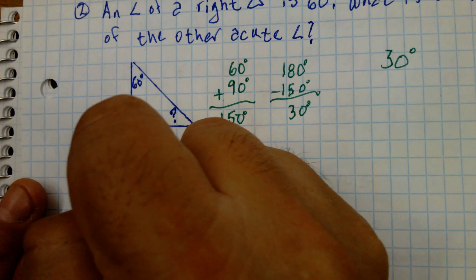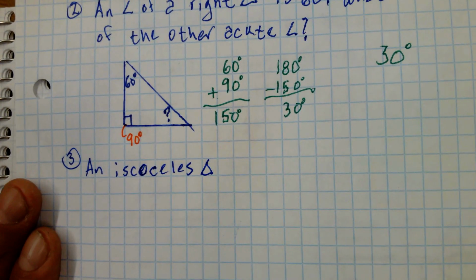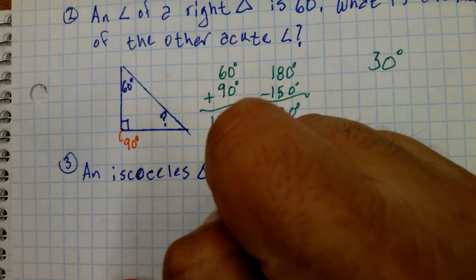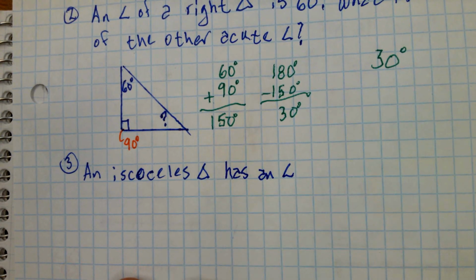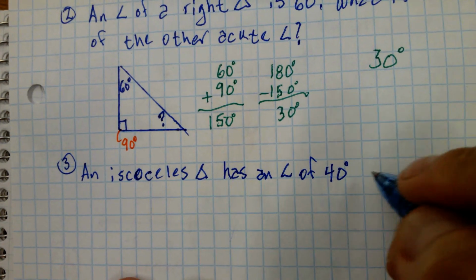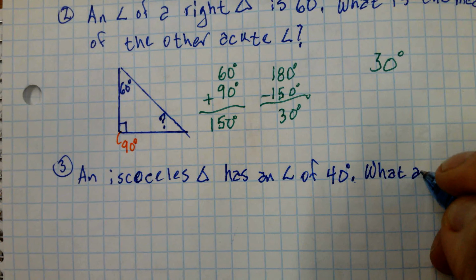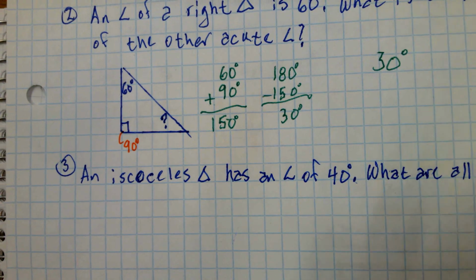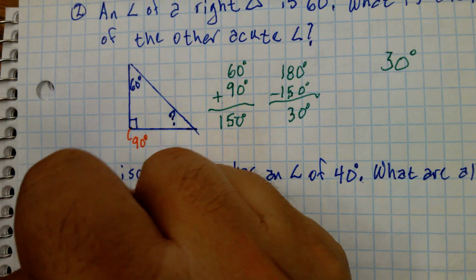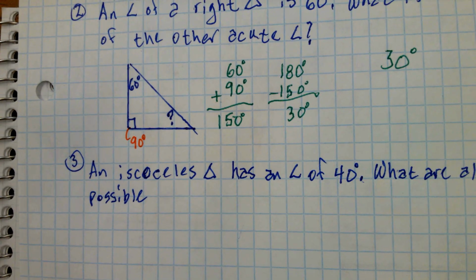Oh, it's O. An isosceles triangle. So an isosceles triangle has an angle of 40 degrees. What are all possible angle measures?